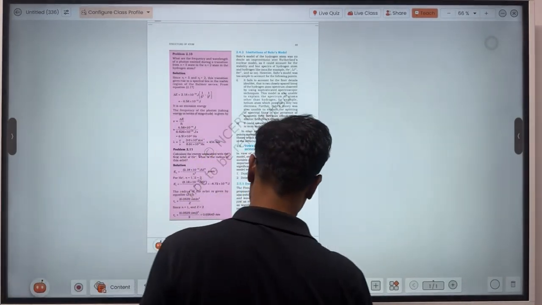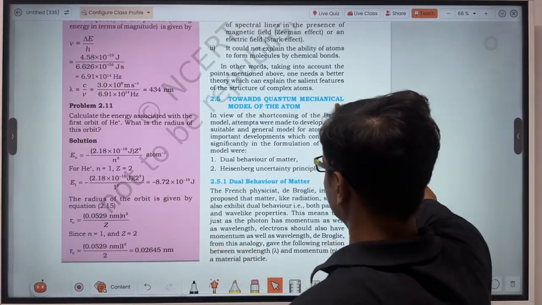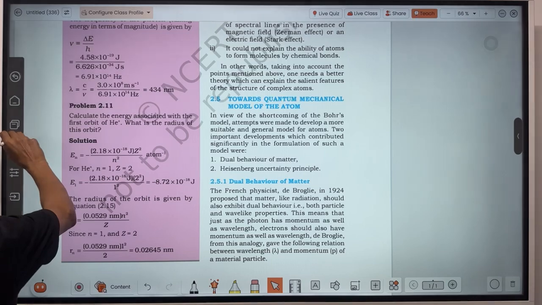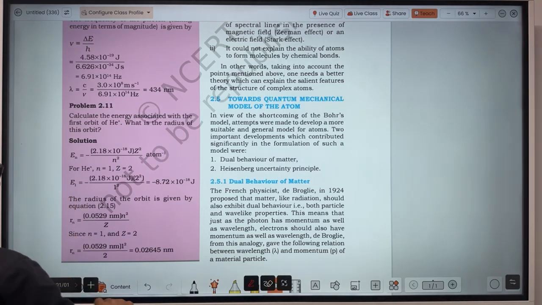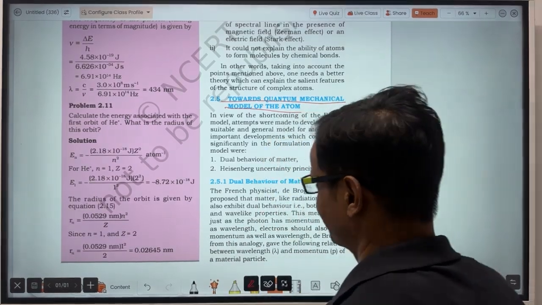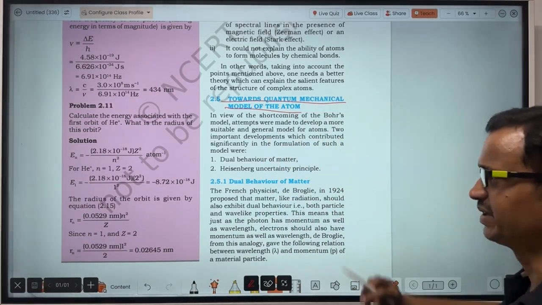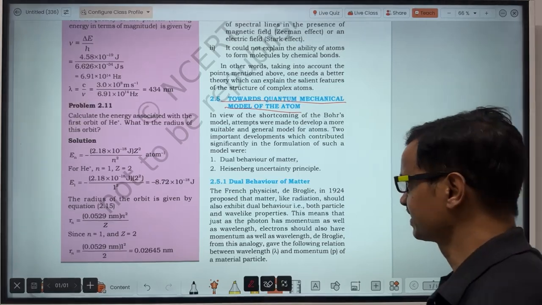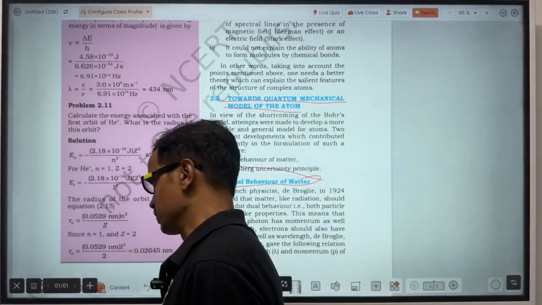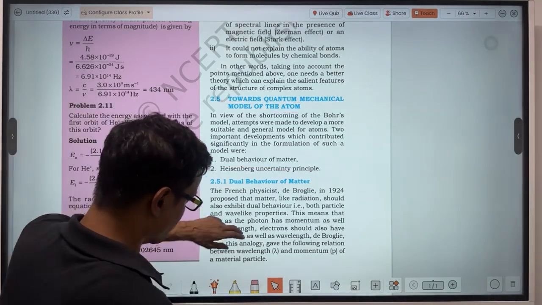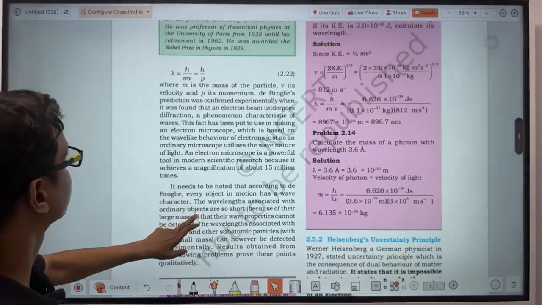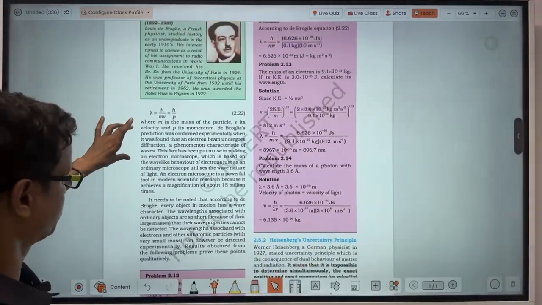Now after this we will discuss the topic of the quantum mechanical model of the atom. After the quantum mechanical model of the atom, there were various theories which forced us to consider the dual behavior of matter. The first one is the dual behavior of matter, that is de Broglie's wave equation, which was proposed by de Broglie.